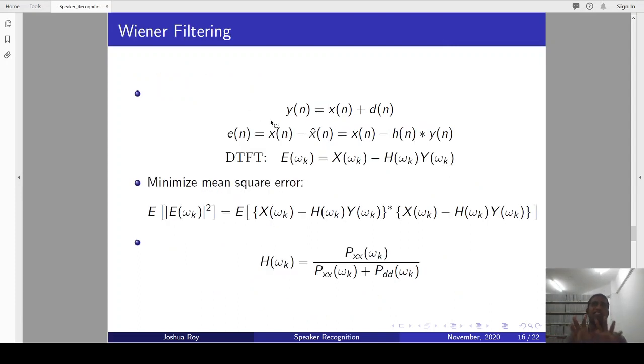Wiener filtering: we design an optimal filter such that if we give it a noisy signal, that is a speech plus noise signal, it can determine what the speech would have been. It's an optimal filter design, and this is the equation of the filter.